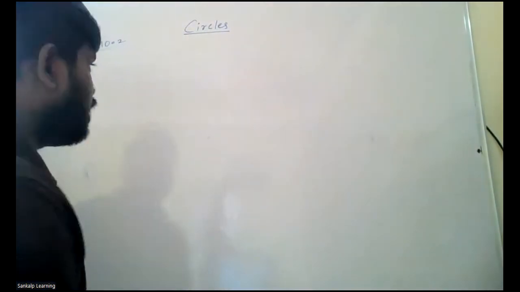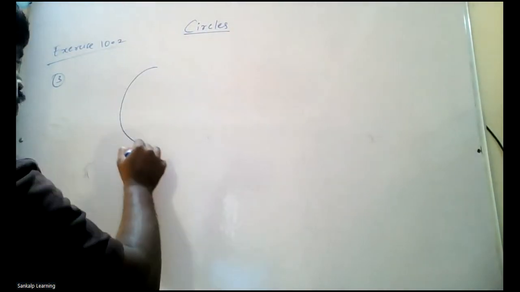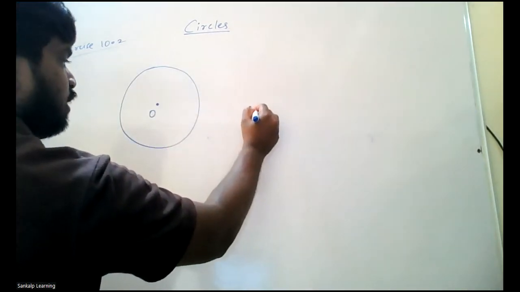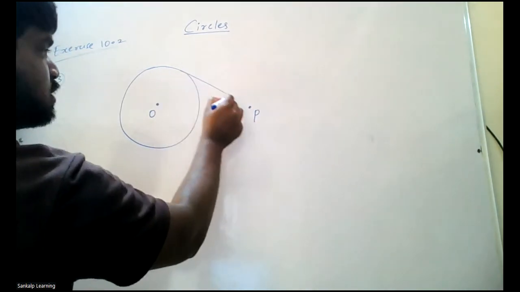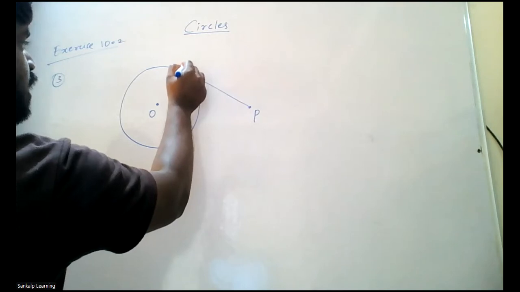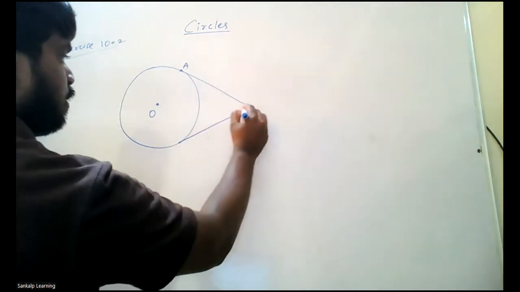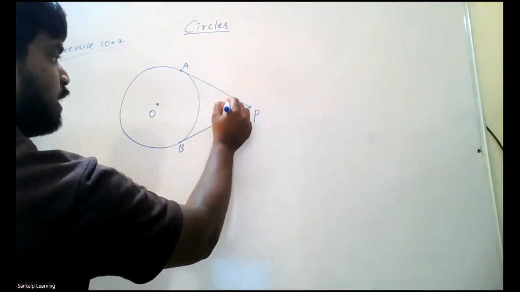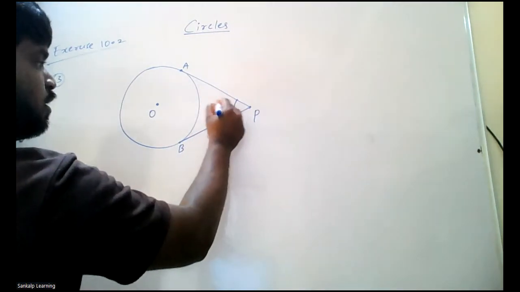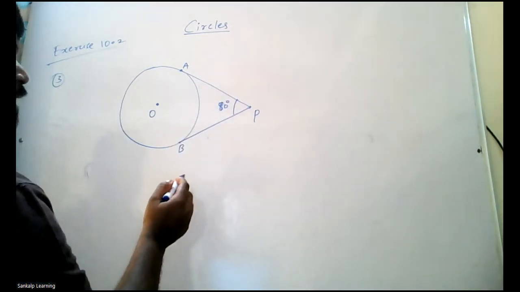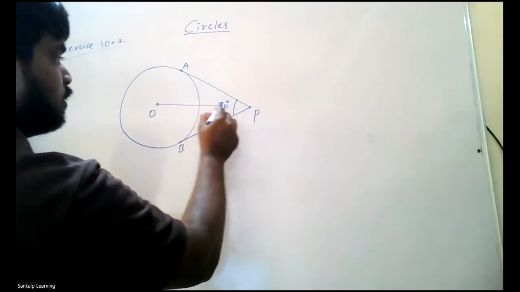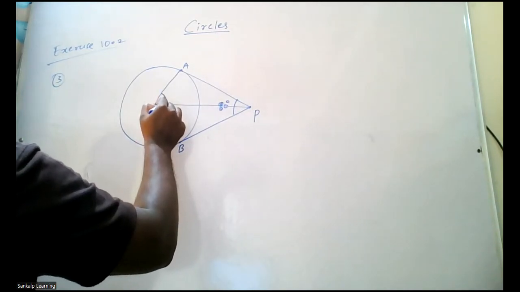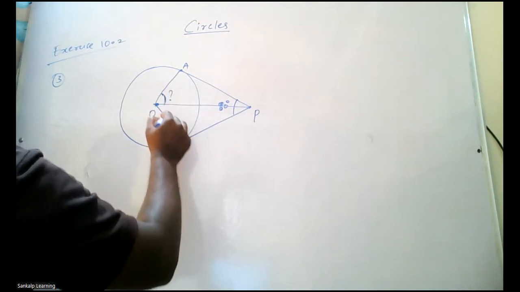Very simple. We have got a circle with center O, and there is a point P. From this point P, we have two tangents. One is PA, another one is PB. These are the two tangents. The angle between them is 80 degrees. We have to find angle POA. Let me join it. This angle POA is this one, question mark. Let me also join this.